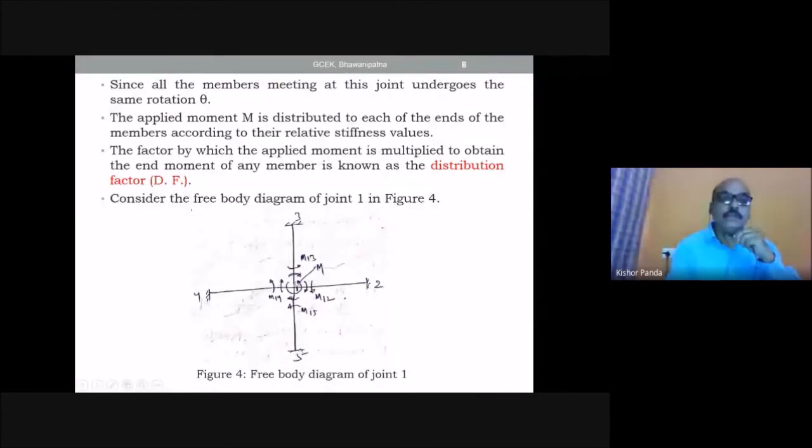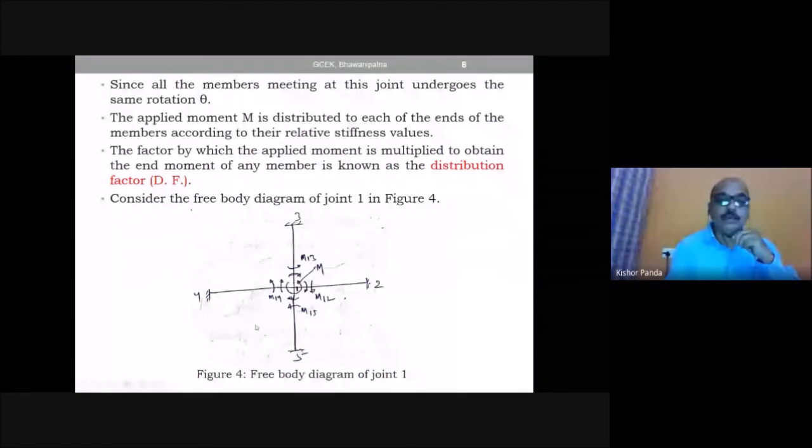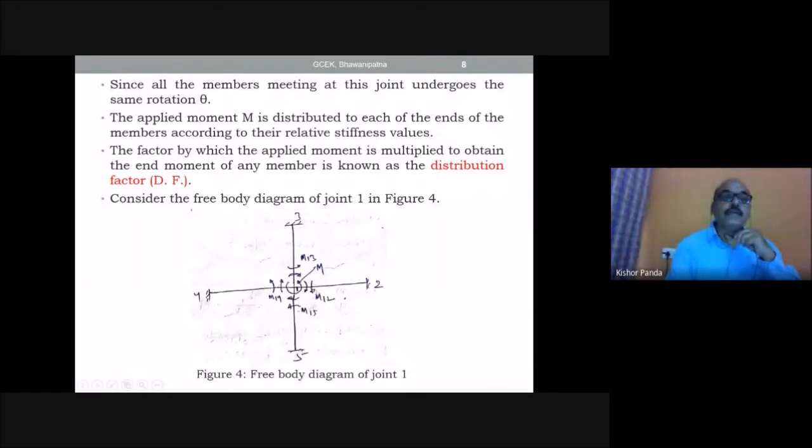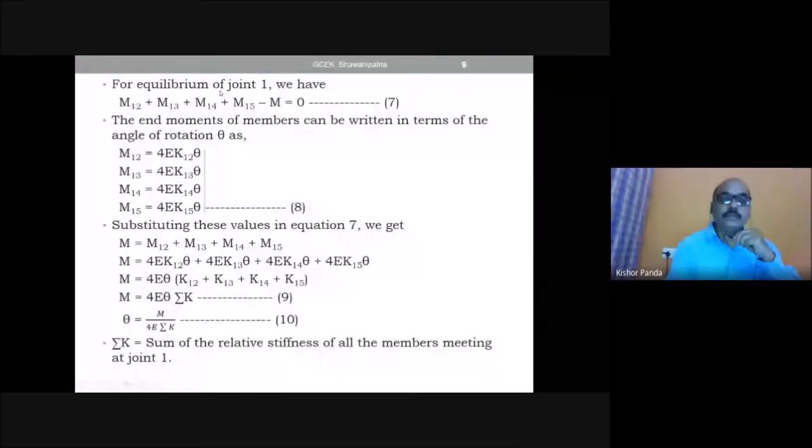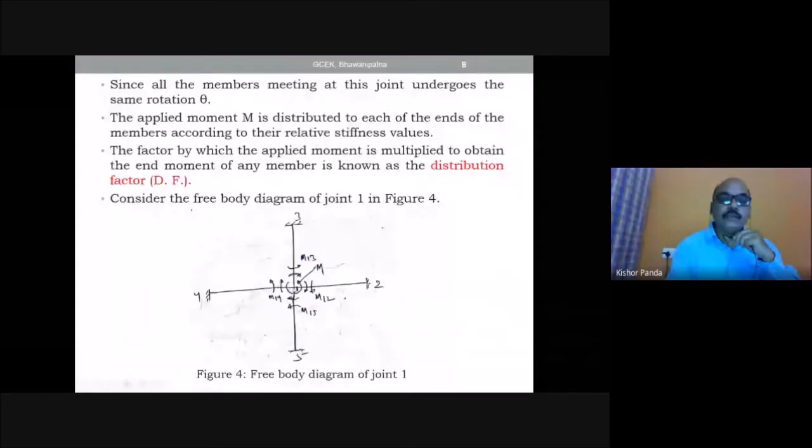Then coming to this figure, this is the free body diagram of joint 1. This is joint 1, this is the applied moment acting here, and these are the end moments of the members: M12, M13, M14, and M15. Let us take the equilibrium of joint 1. What is the equilibrium? This is the applied moment, and these are the moments at the ends of the members meeting at joint 1.